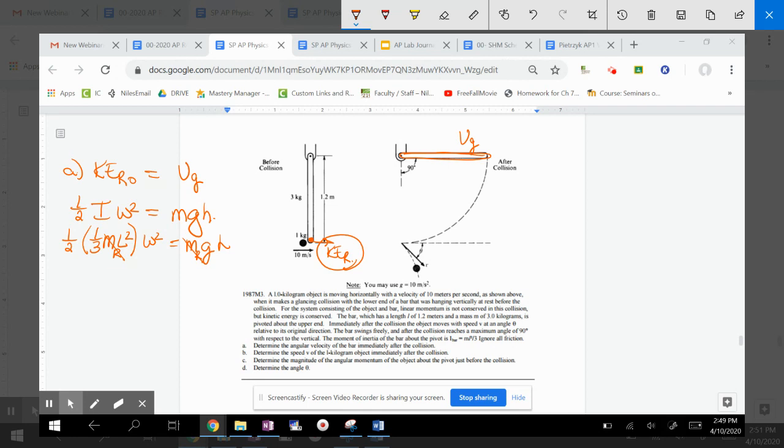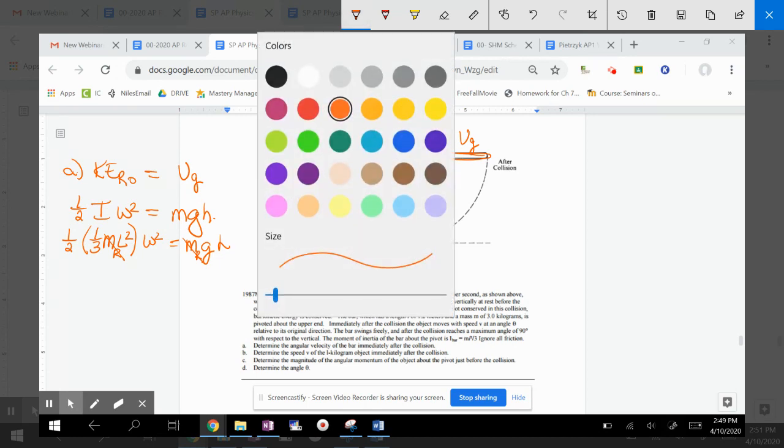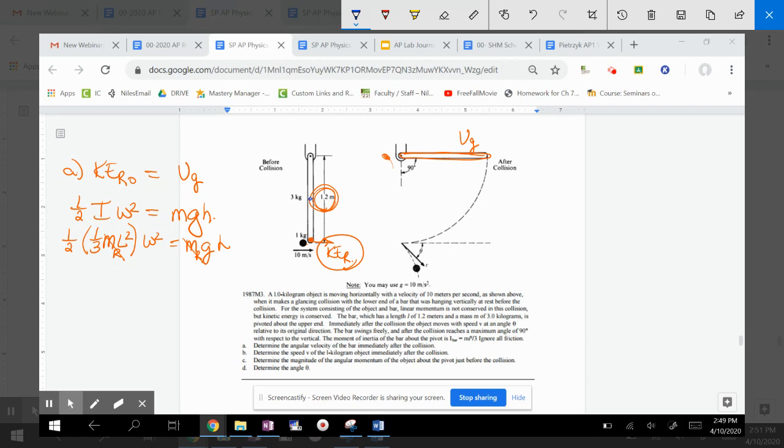Now, the rod goes from this point all the way up to this point, right? And that length of the rod is 1.2. But when we think about this, we want to think about where the center of mass is. So the center of mass is right at the center, because it's the uniform rod. And that distance that center travels goes from this point to the top. So that's my H, which is half of the length of the rod.